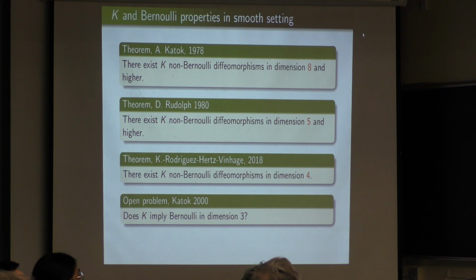What is K meaning? K means every partition has positive entropy.